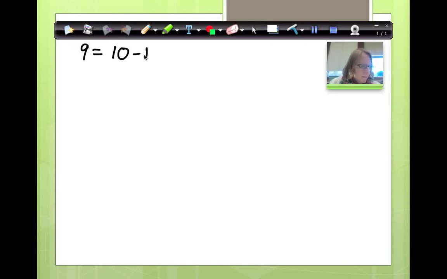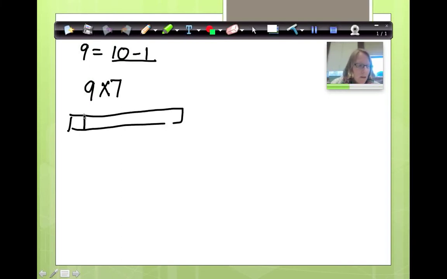So let's find out what 9 times 7 is, and let's use this. Okay? Now wherever there is a 9, I can rewrite it as this, right? So this would be like if I had 10 white blocks. 1, 2, 3, 4, 5, 6, 7, 8, 9, 10. I have 10 white blocks. Okay, and I take 1 away.